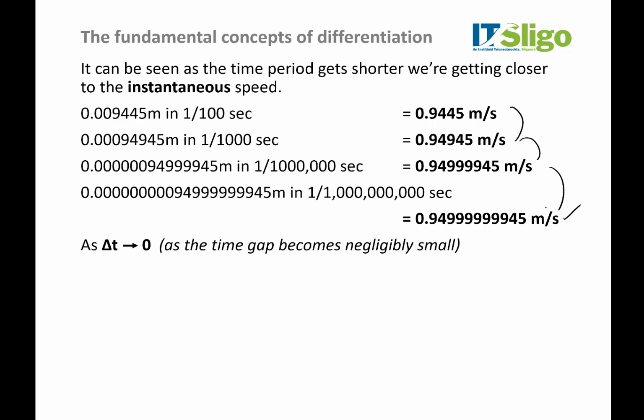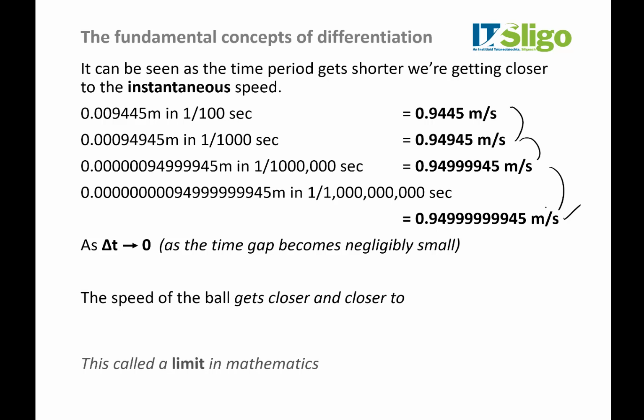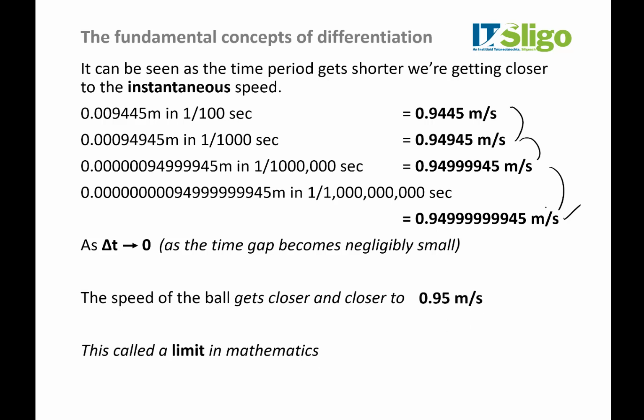So as delta t gets really small, the speed of the ball gets closer and closer to 0.95 meters per second. And this idea is called the limit in maths. So this is also where limits come into calculus, but we're just going to accept it. I think you can agree that as the gap gets smaller and smaller, the speed of the ball tends towards this value. And this, guys, is the basis of differentiation.